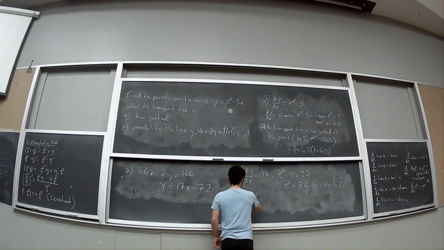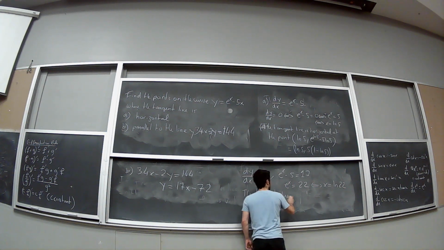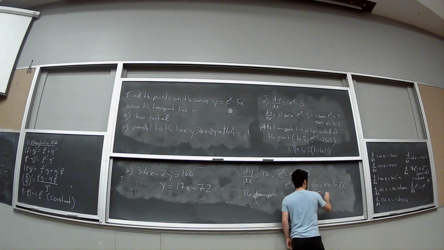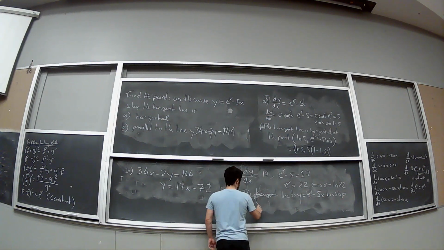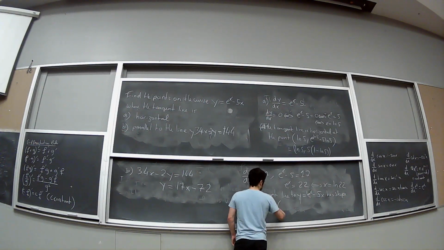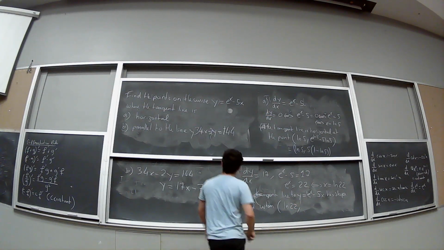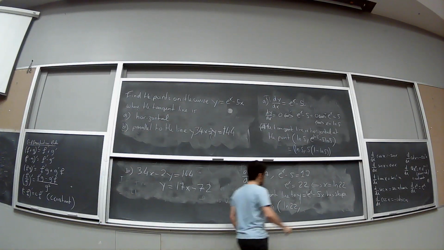So the point, the tangent line. y equals e to the x minus 5x has slope 17 when x is equal to ln 22. And what is y in that case? y is e to the ln 22 minus 5 ln 22, so it's 22.